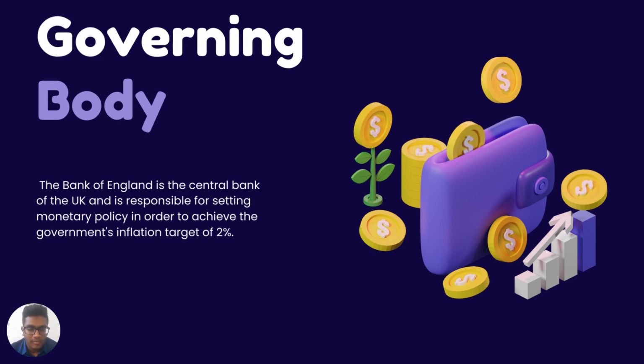Talking about the governing body, the Bank of England is the central bank of the UK, and the central bank of the UK is responsible for setting an inflation target of 2%. So this is the regulatory body in the United Kingdom that regulates the inflation rate of the country.